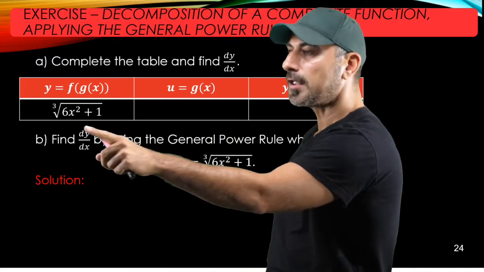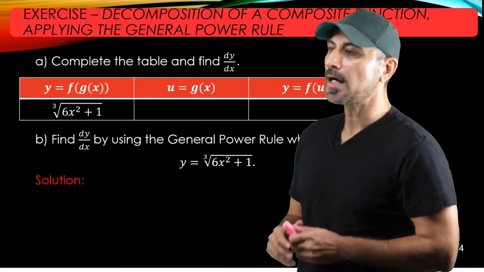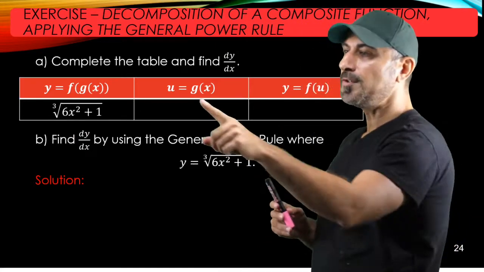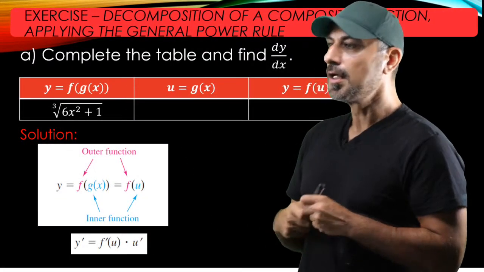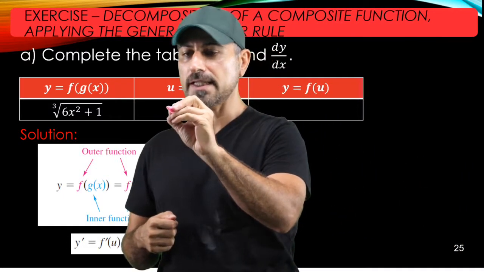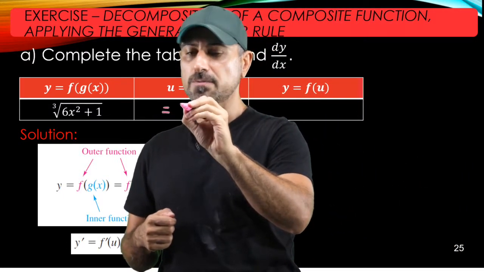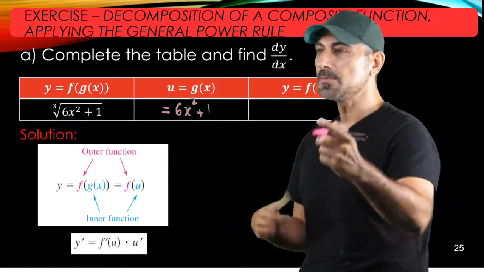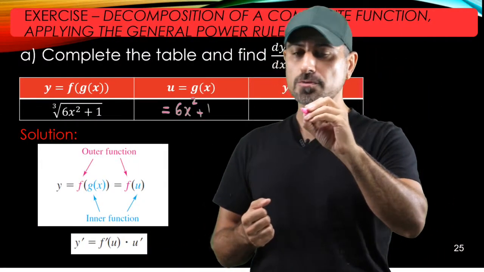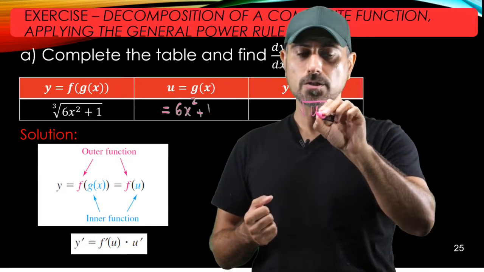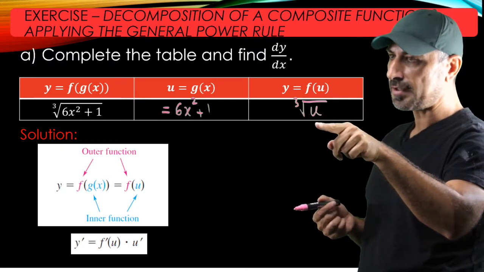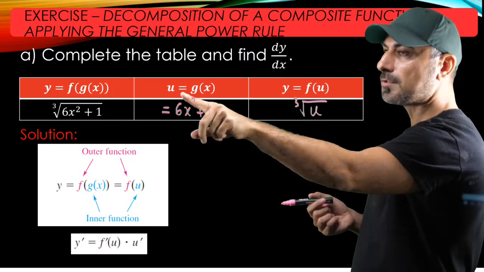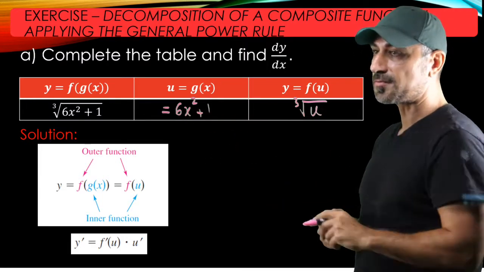So the given function is the cubic root of 6x squared plus 1. So now we should find the inner and outer function. Since this is the cubic root of 6x squared plus 1, 6x squared plus 1 is the candidate for the inner function for this problem. And the cubic root operation is going to be our outer function. So in other words, we're going to call that f(u) equals cubic root of u. This function is written in terms of u, so that's why we don't have any x expression here. And u is written in terms of x, that's why we have everything written in terms of x here.